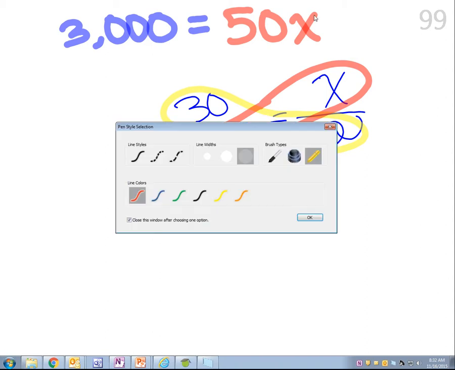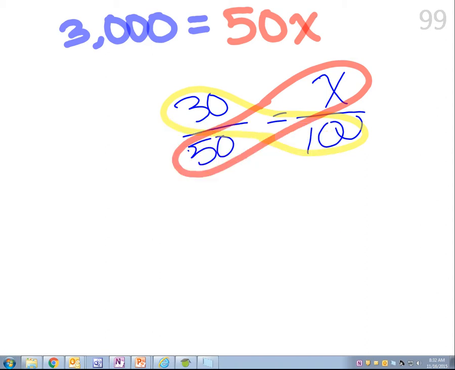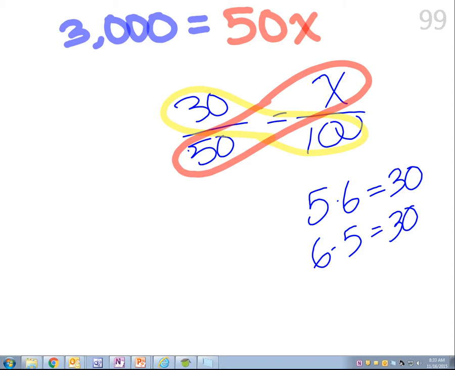That's a good question. A student just asked, wouldn't it be x times 50? I'm going to show you something. If I have 5 times 6, which is equal to 30, and if I have 6 times 5, that's also equal to 30, isn't it? If I didn't know that that was the number 5, and it was x, do you agree that's still the same? Because x is 5 in that situation. It's called the commutative property of multiplication.